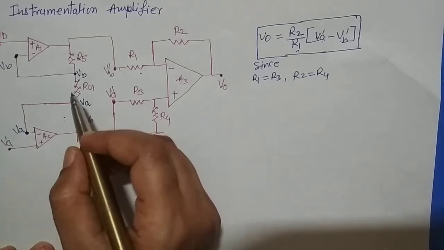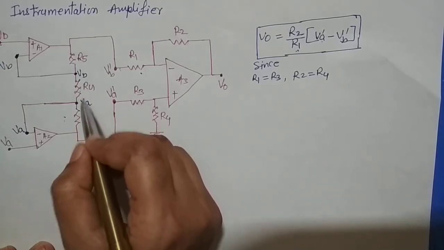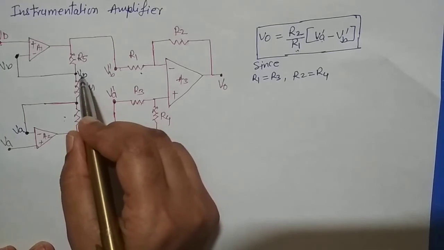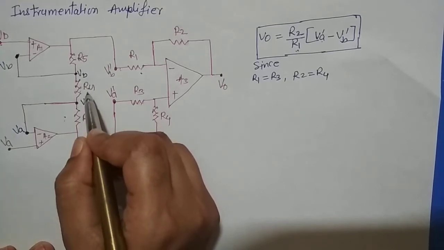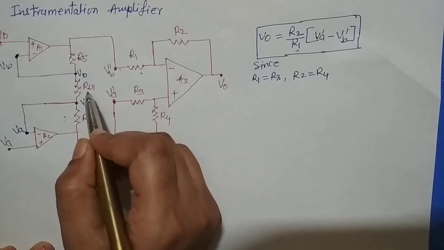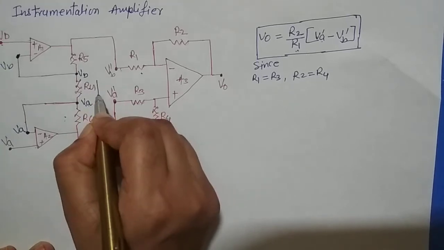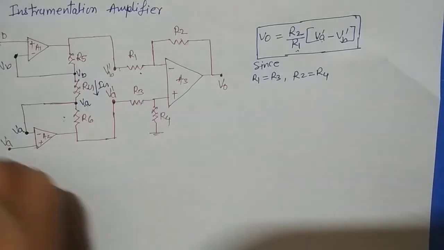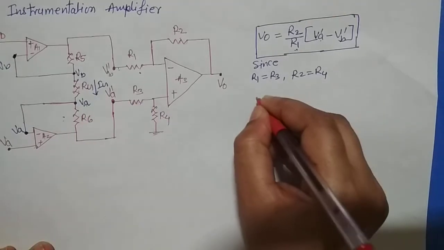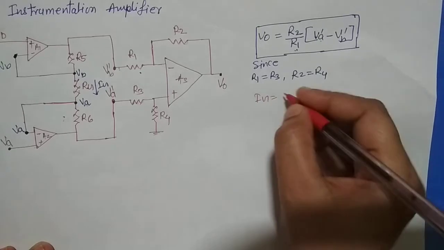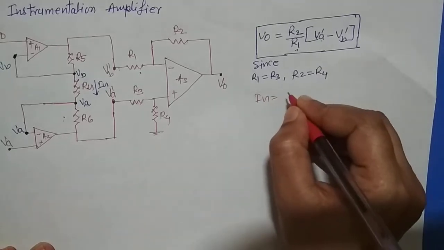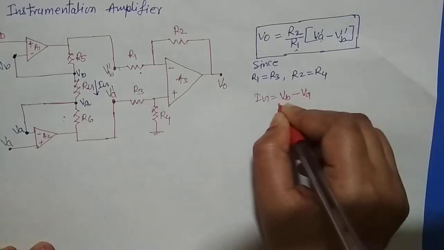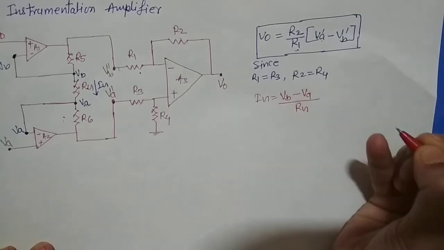So what will be the current across this resistance? The current across this resistance will be this voltage minus this voltage divided by RG. Let us assume the current here is IG. So IG will be equal to VB minus VA divided by RG.